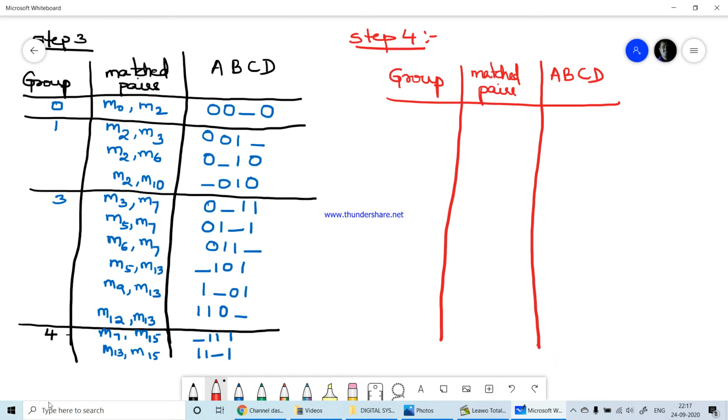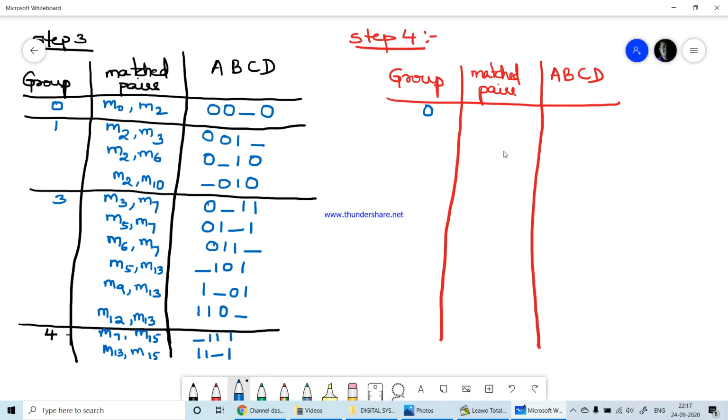Okay, so now we'll see group 0. So here M0 M2 can be mapped with what? M2 M3. So please check. So definitely M0 M2 cannot be mapped with M2 M3. Similarly, M0 M2 cannot be mapped with M2 and M6 because M2 M2 is repeated. Similarly, M0 and M2 cannot be mapped with M2 and M10.